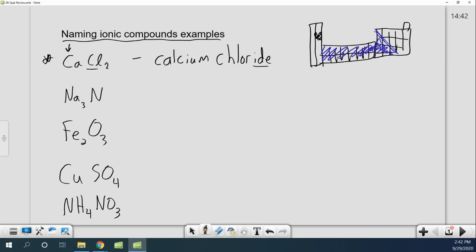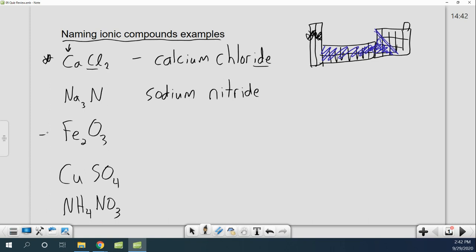Next one down, same rules. I've got sodium. I name the first one. Then I check my periodic table. Sodium's up here. So it is not a transition metal. I do not need Roman numerals, so I just name the next one, nitrogen. But I change the ending to IDE. So instead of nitrogen, I've got nitride, sodium nitride.